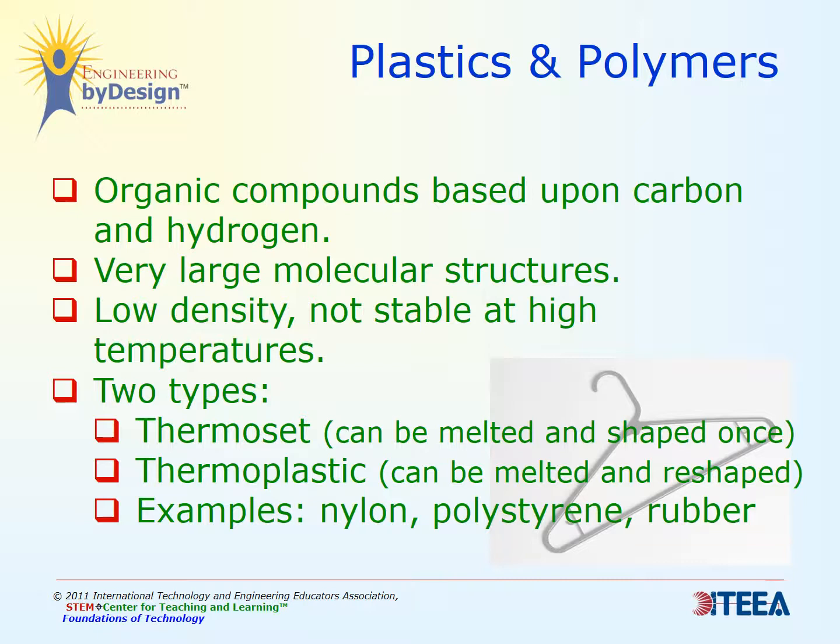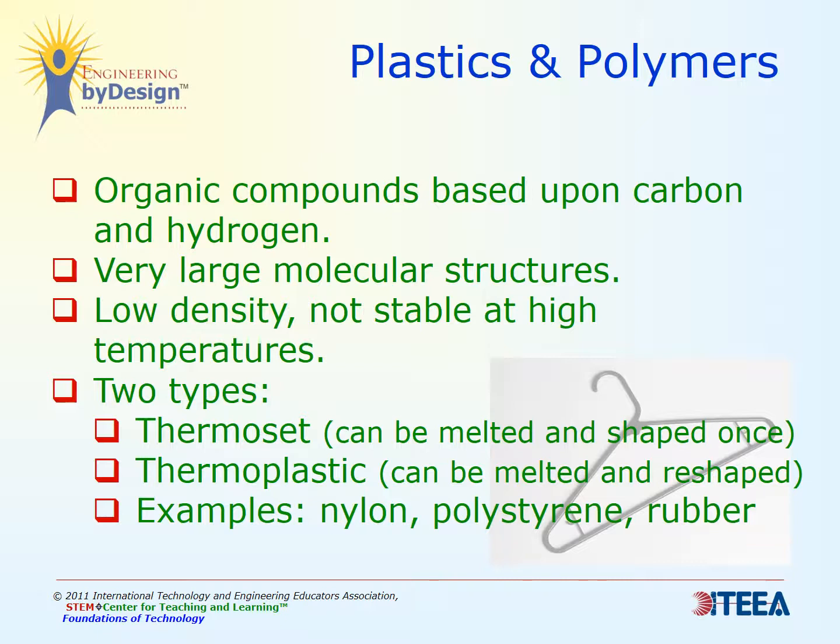Plastics and polymers. They're organic compounds that are based upon the carbon and hydrogen that is in them. They have large molecular structures. They're low density, but they're not stable at high temperatures.